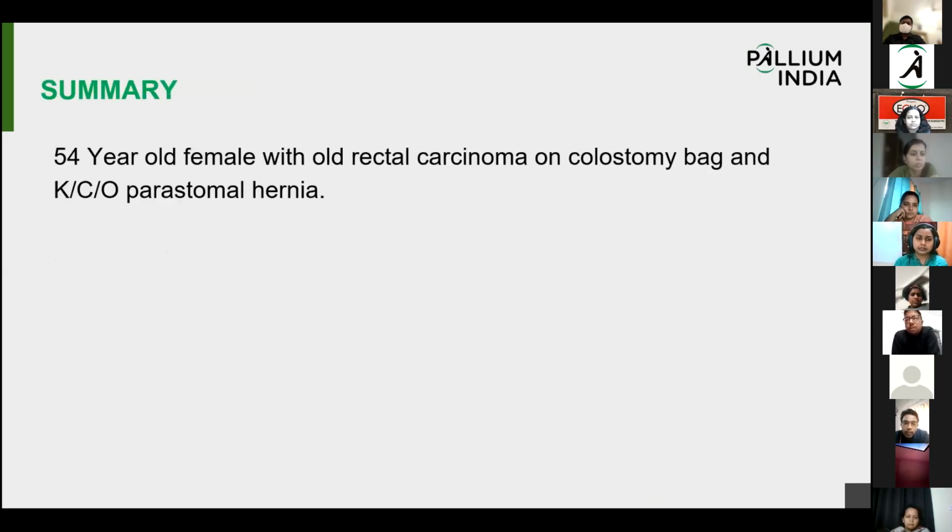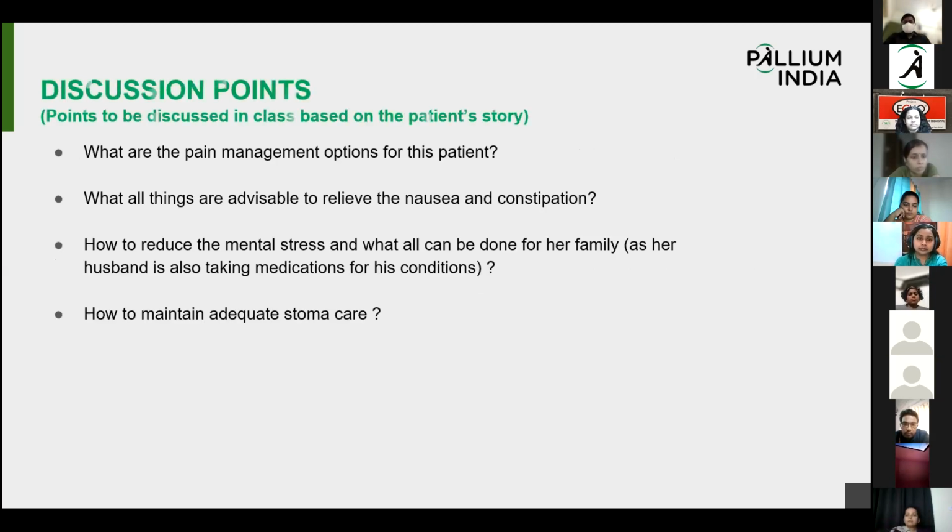Summary: 54-year-old female with rectal carcinoma on a colostomy bag and a known case of parastomal hernia. Main discussion points: What are the pain management options for this patient? What all things are advisable to relieve the nausea and constipation? How to reduce the mental stress? What all can be done for her family? How to maintain adequate stoma care?